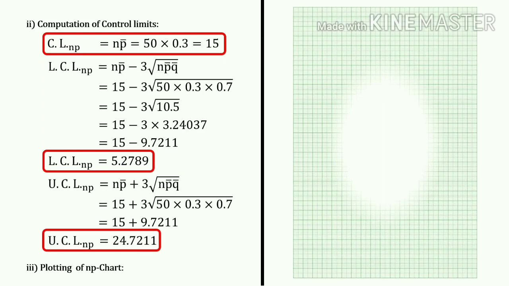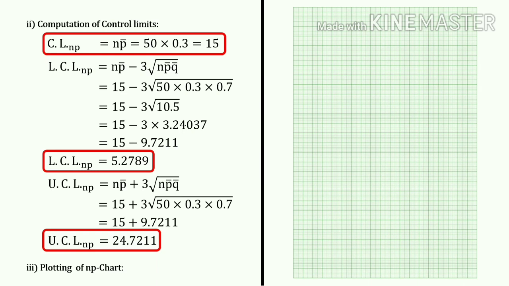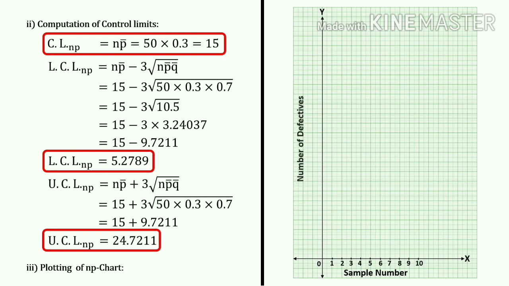Now we take the graph paper. First we prepare X and Y axis. X axis is horizontal and Y axis is vertical. So along X axis we take sample number. There are 10 samples, so we write 1 and so on up to 10 samples. Along Y axis we take number of defectives.